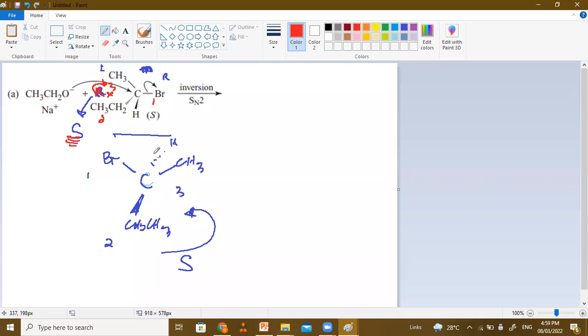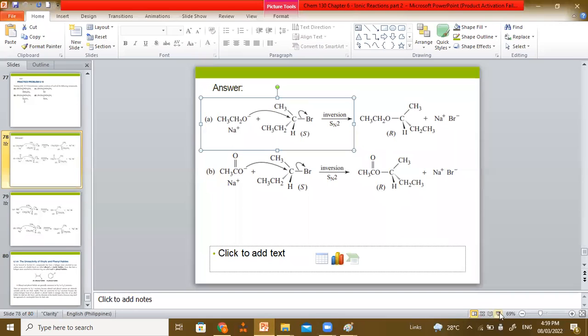Anyway, so you have now the S configuration, and so when we try to attack our carbon, backside attack, no? What will happen is it inverts. So the same, the CH3 goes in this direction. Okay, so what will it look like?